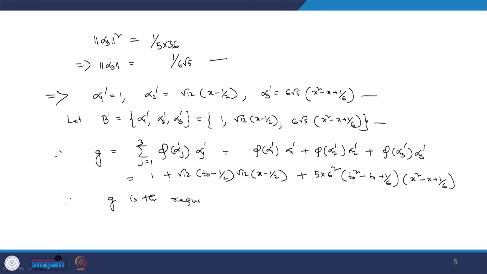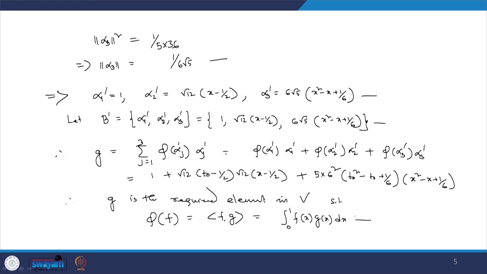required element in V such that phi of f will be equal to the inner product of f and g. This is equal to the integral from 0 to 1 of f of x and g of x dx. I hope this example will certainly give a clear picture about this concept.